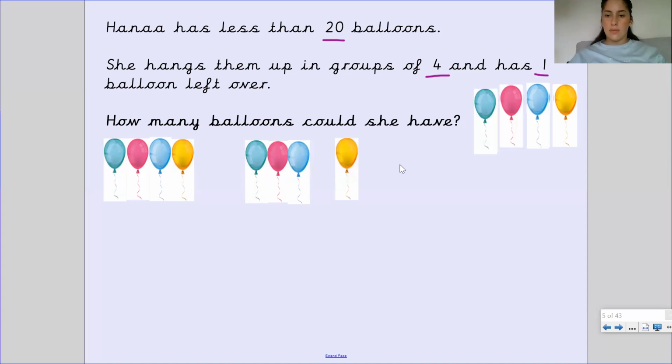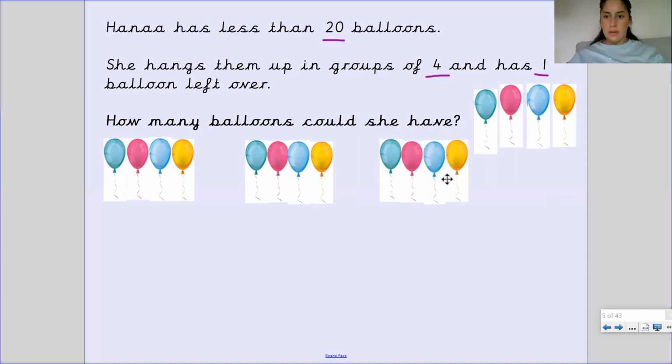That's another group of 4. Can I make another group of 4 and have 1 remaining and still have less than 20 balloons? Well, I've got 4, 8. If I was to make another group, I will have 12. 1, 2, 3, 4. Okay, 4, 8, 12 balloons I've got so far.